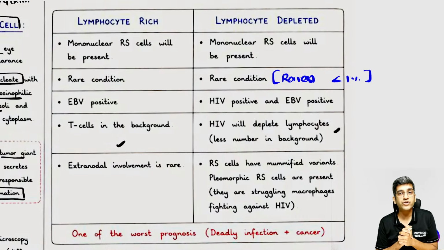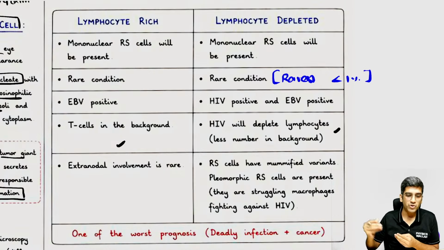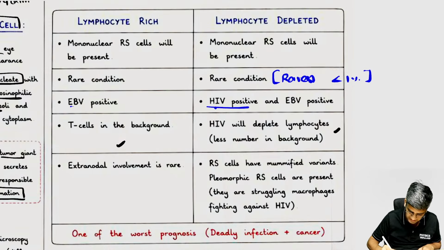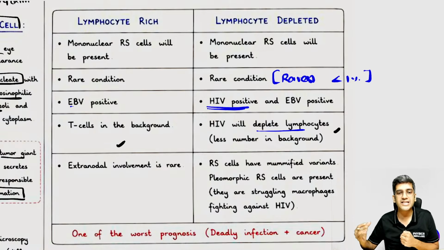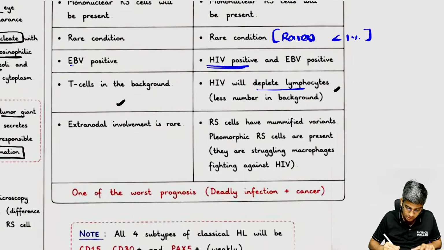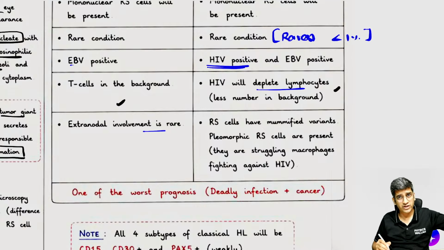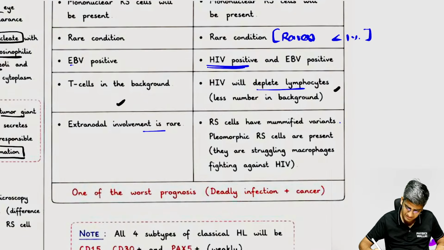Why am I having lymphocyte depletion? That will tell me the etiology. HIV destroys lymphocytes, and this tumor is HIV positive plus EBV positive. Both are EBV positive, but this is HIV positive also. That depletes lymphocytes. That's the reason I have fewer T cells in the background, right? Extranodal involvement is not that common in lymphocyte rich, but here it's very bad.